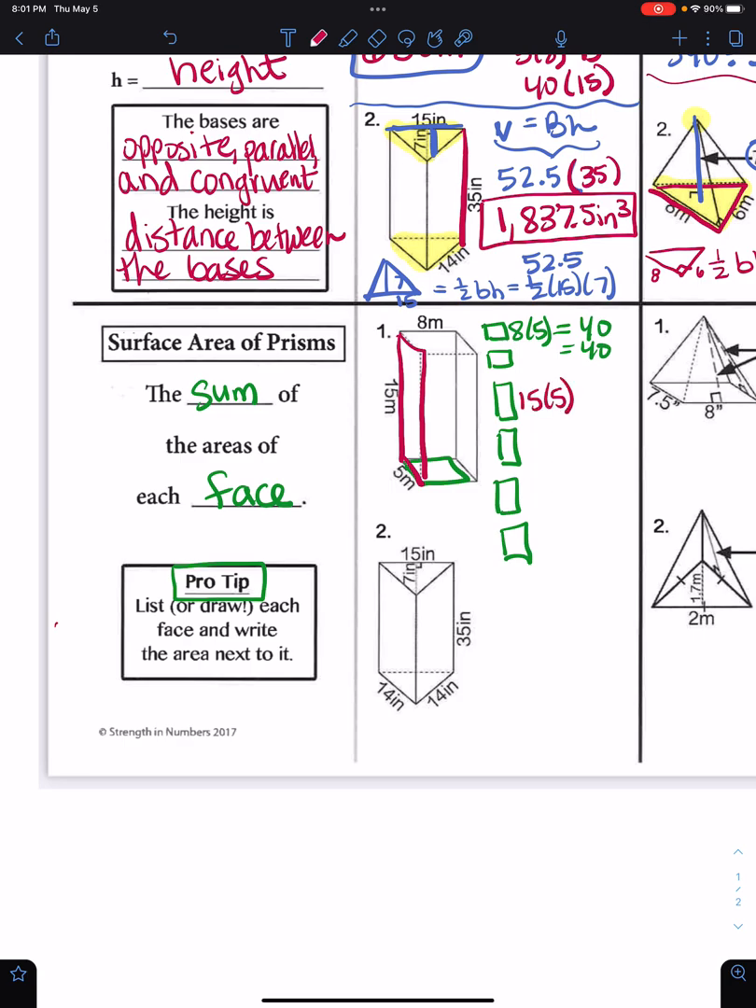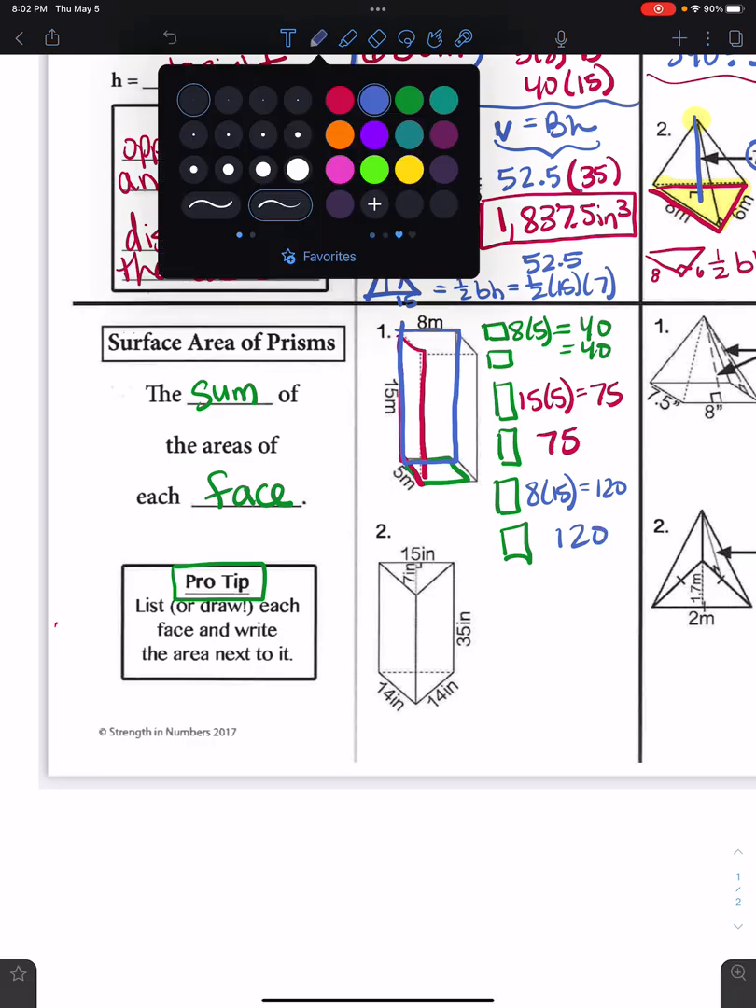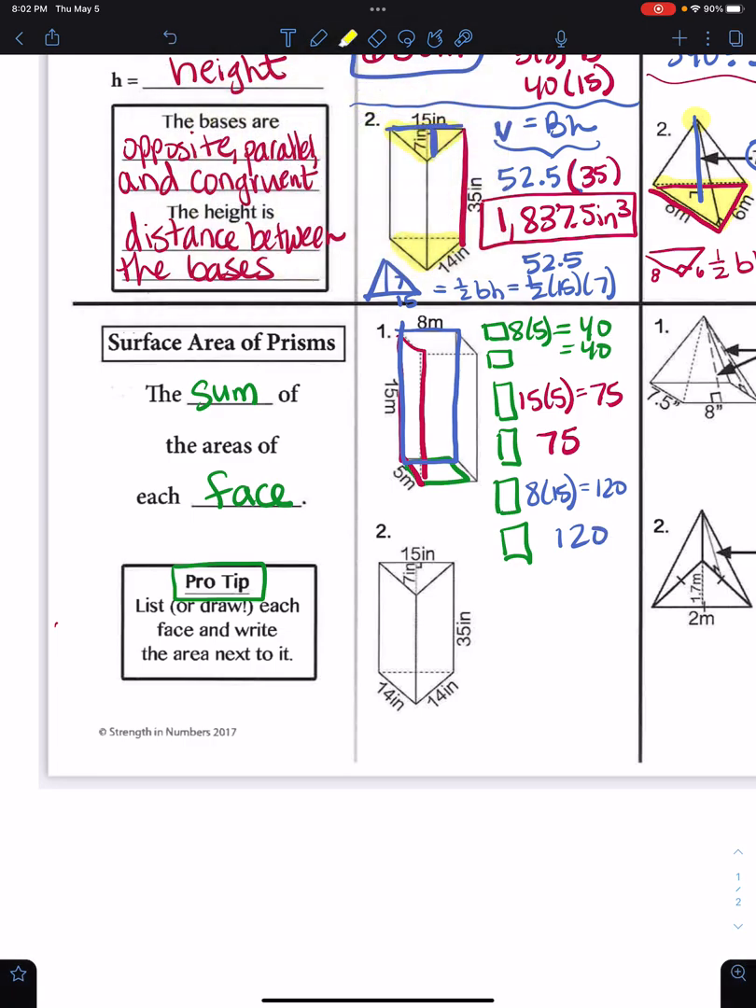So 15 times 5 is 75. There are 2 of those. And then I'm going to have the front and the back. So I have an 8 by 15 front and an 8 by 15 back. So 8 times 15, I'm going to do on my calculator just to be sure, I get 120. So the surface area is going to be the sum of the little ones, the left, the right, the top, and the bottom. I'm going to add all of those together to get my answer.